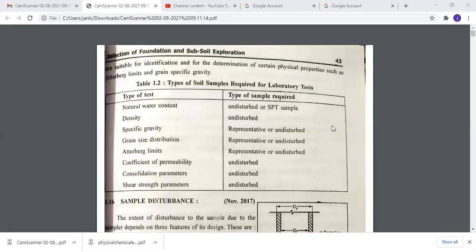Okay. Good morning, students. So, in the previous lecture, we talked about the different methods, and the main subject was selection of foundation and subsoil exploration, right?